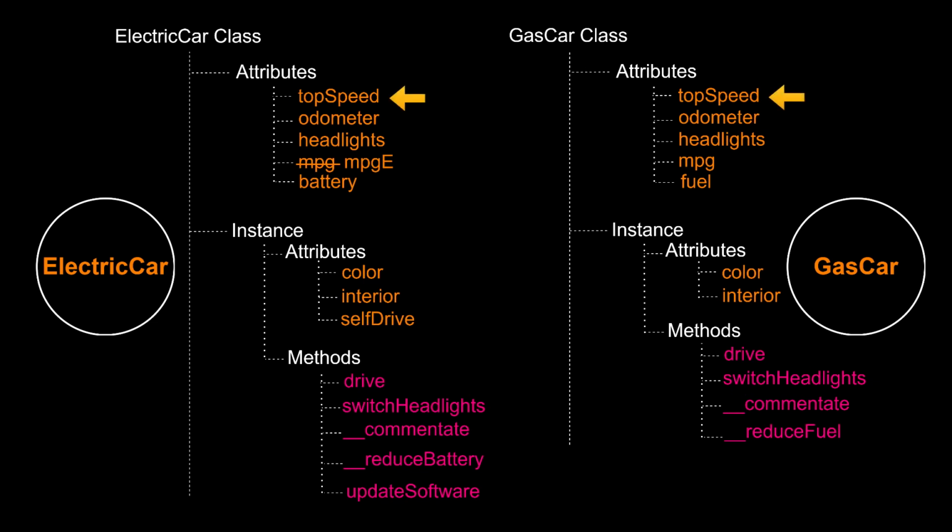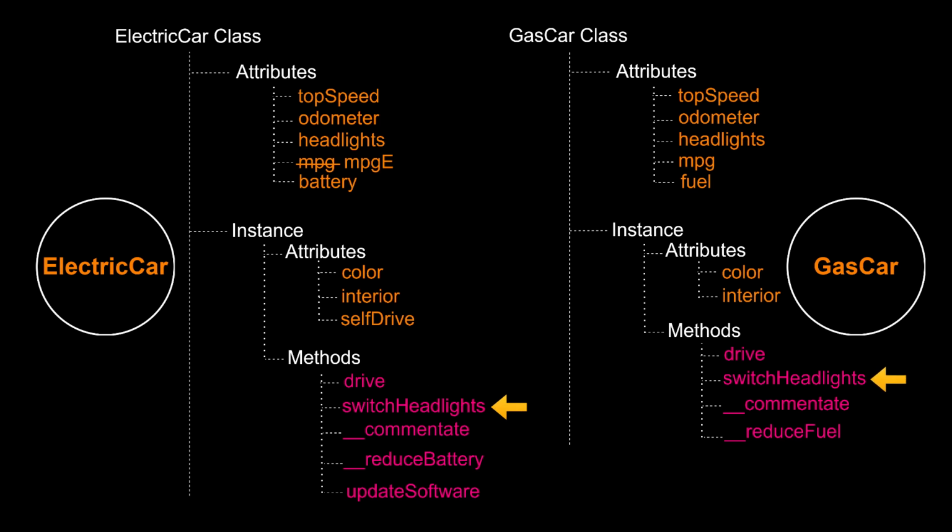So they both have top speed, maybe they're different. They both have odometers, which are the same. They both have headlights, which are also the same. One has MPG, but electric has MPGE, which is a little different. And then gas car has fuel, but electric car uses battery, which is quite different. They both have color, they both have interior material, and assume that they both have the same type offerings, so leather and fabric. And then for the drive method, they both drive, obviously, and you can switch the headlights on and off in both cars, so they're the same.